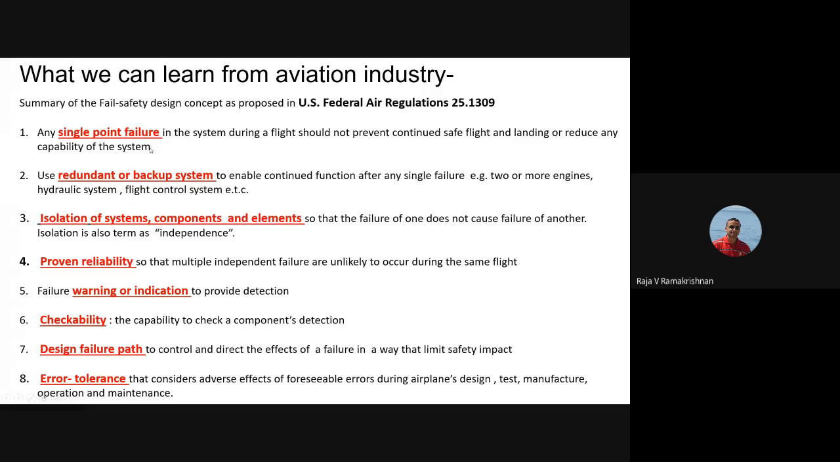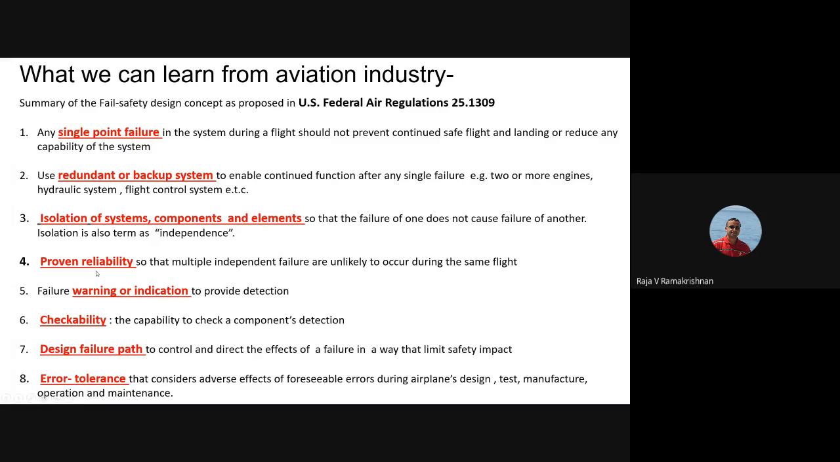Another approach is using a redundant or backup system to enable continued function after any single failure. That is one of the strategies they use in aviation, and we are going to use it similarly. We have other strategies too, but mainly redundant and backup systems. Then there is isolation of systems, components and elements so that the failure of one does not cause failure of another. When we architect the system, we want any failure to be independent, so it doesn't create multiple causes of other failures.